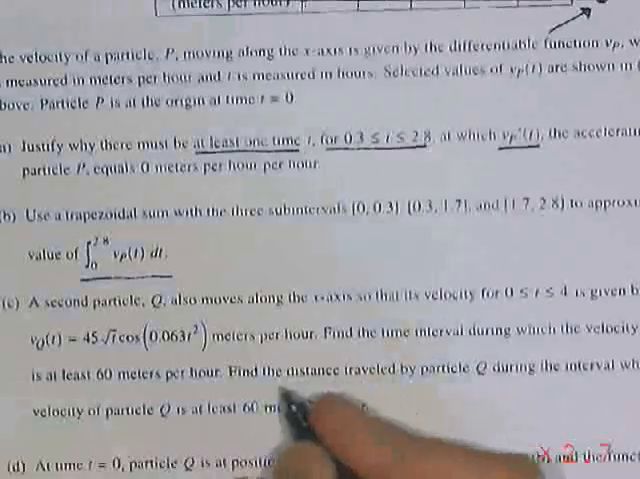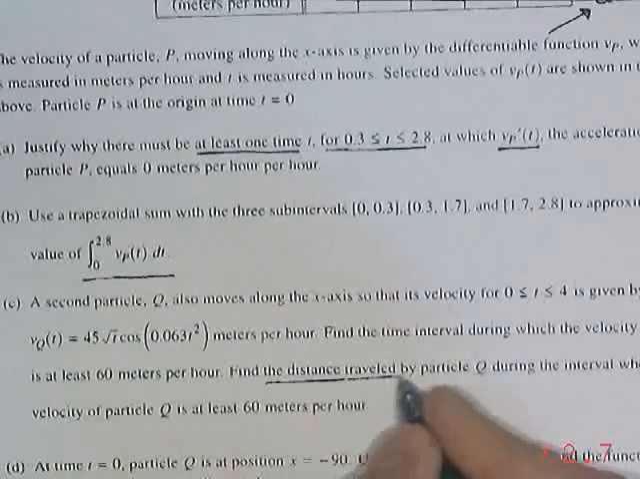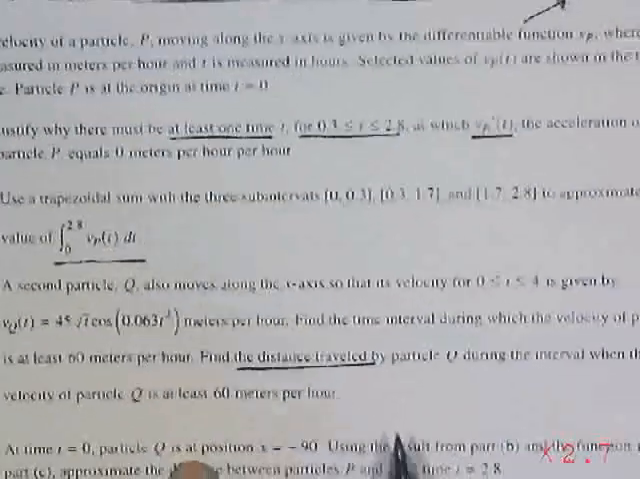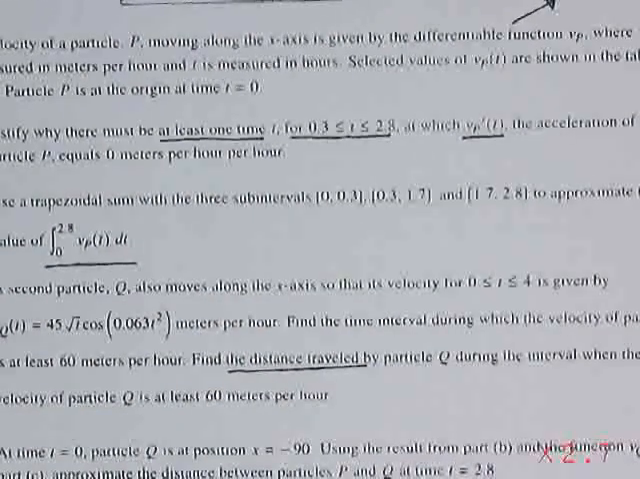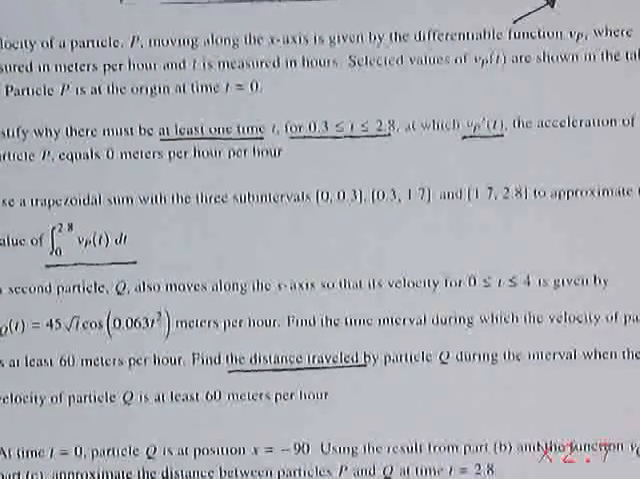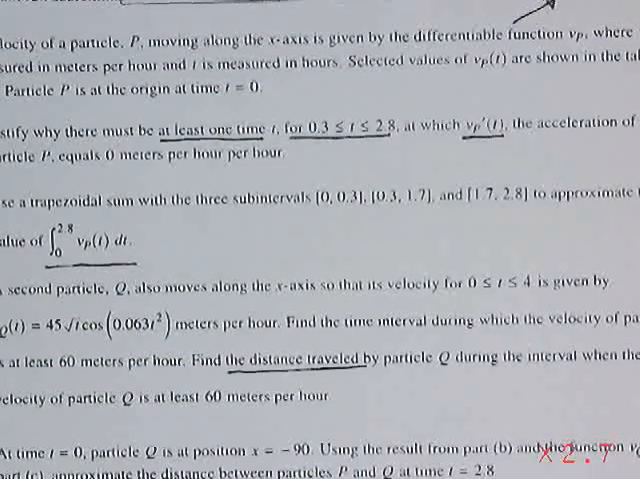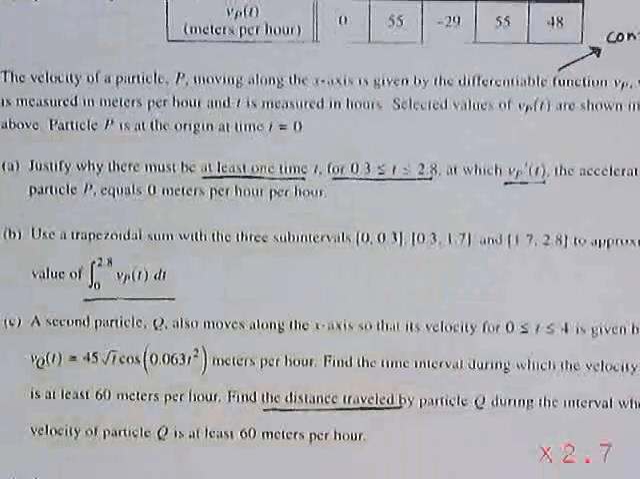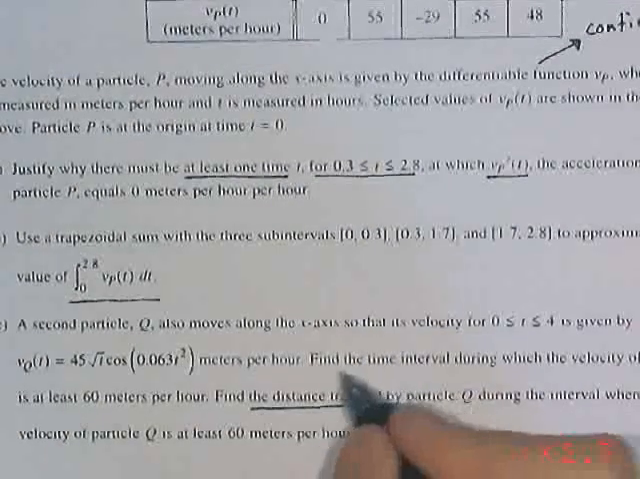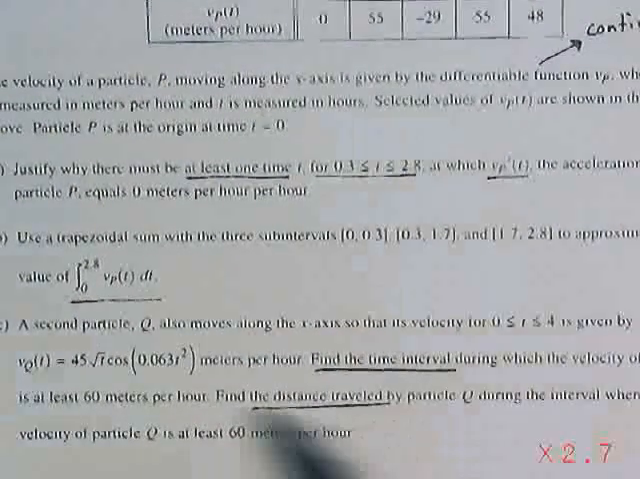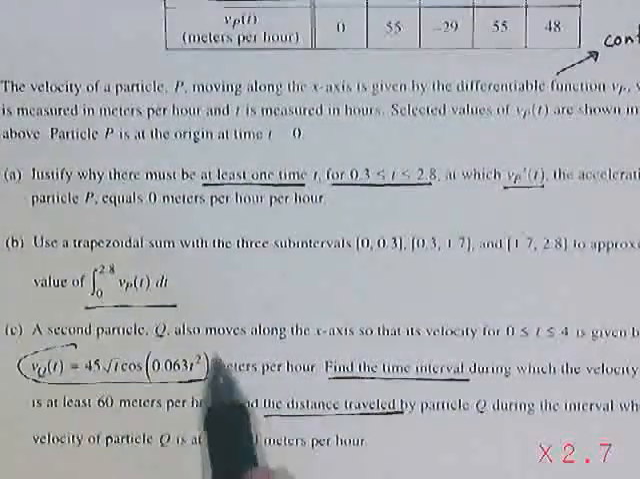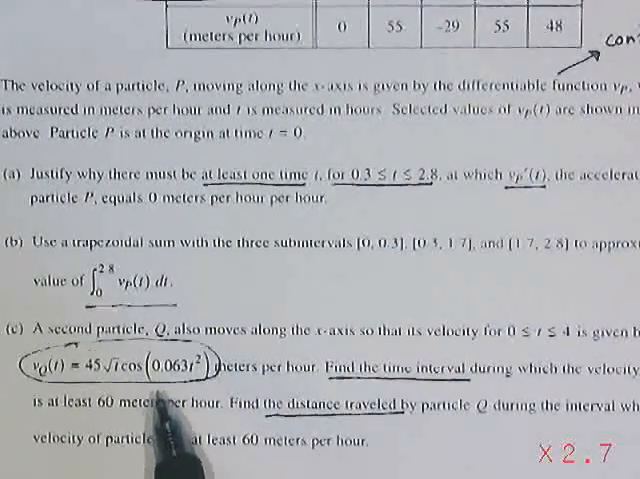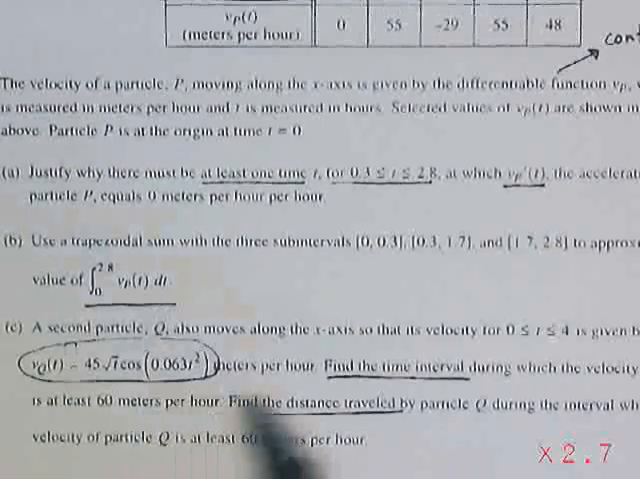Find the distance traveled. That's where we're going to look at some absolute value there. The distance traveled by particle q during the interval when the velocity of particle q is at least 60 miles an hour. So there's a couple parts here. We first need to look for a time interval. Find the time interval for which this function has a value greater than 60, which would be really hard to do if we didn't have a calculator, but we do have a calculator.